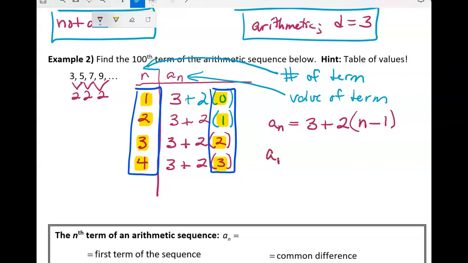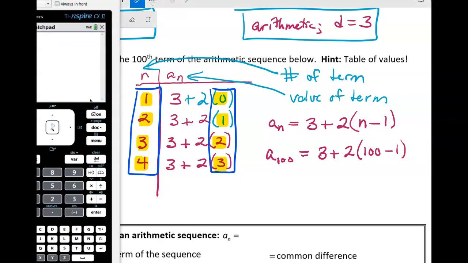So for instance, if I want to find the 100th term, which is what we were asked for originally, that would be 3 plus 2 times 100 minus 1. And we can use a calculator to do that.